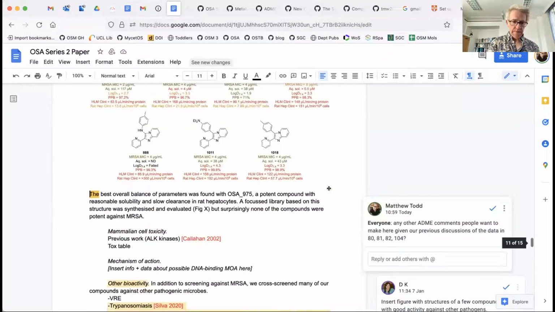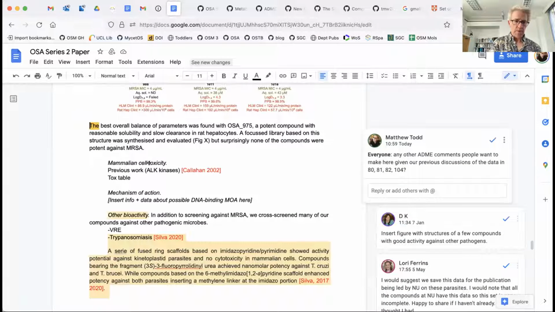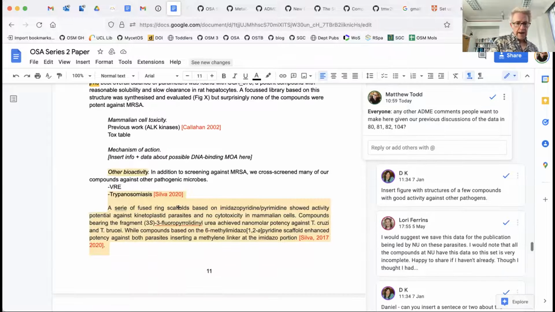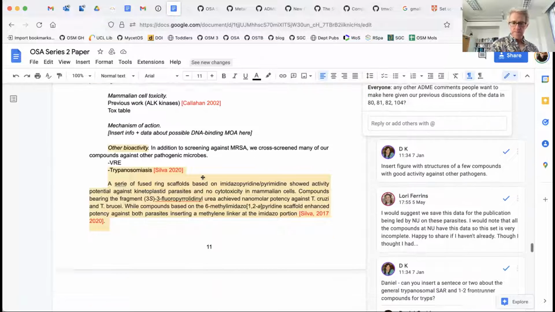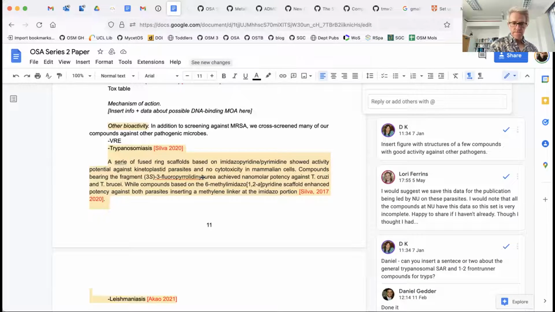All right, and then the last section here is on the tox, which we need the data on, and the MOA. For the activity against other parasites, we're going to be cutting that out, right? But we just need some holding pattern mention of the fact that many of these compounds were tested against something else and have shown promising data, which will be described in a separate publication. I believe that's how we're going to phrase it, right? I'd like to do it like that, I think.